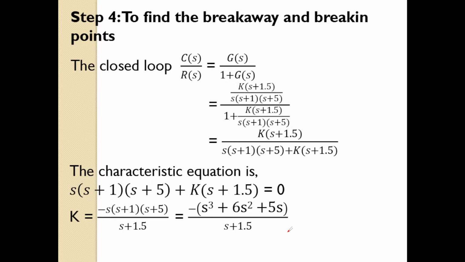Now substitute these s values in the K expression. If K is real and positive, then definitely you will get the breakaway or break-in point. You have got s value as minus 0.6 and another one is a complex term. So just substitute. I am not giving enough time to write. If you are unable to write it down, you can later go through the video to note down these terms.